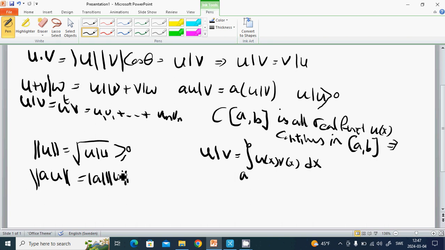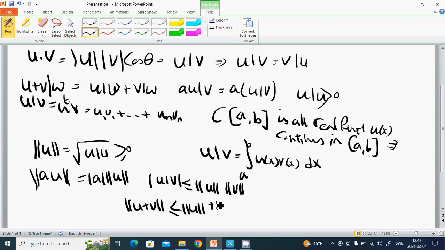Also the absolute value of u·v is less than or equal to norm u times norm v, and norm of u plus v is less than or equal to norm u plus norm v, as we have seen in analysis.